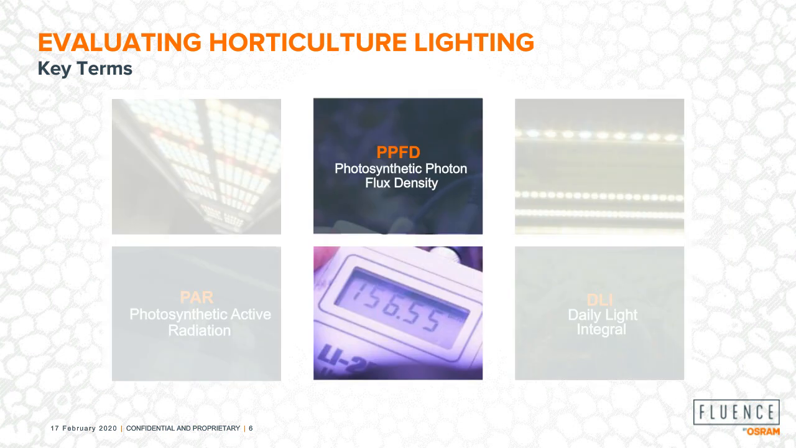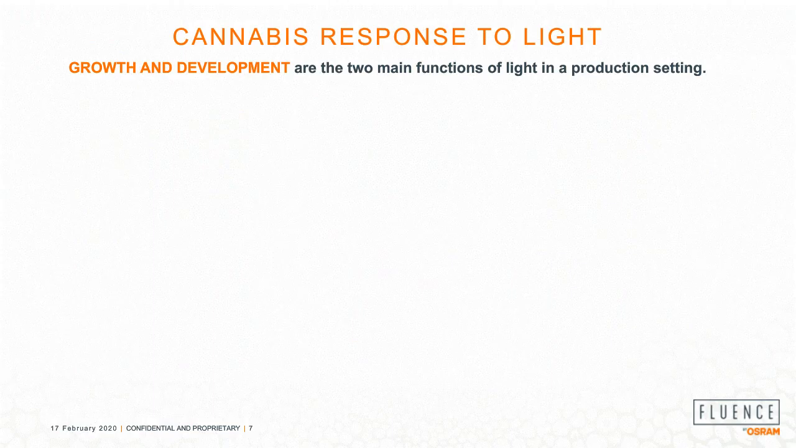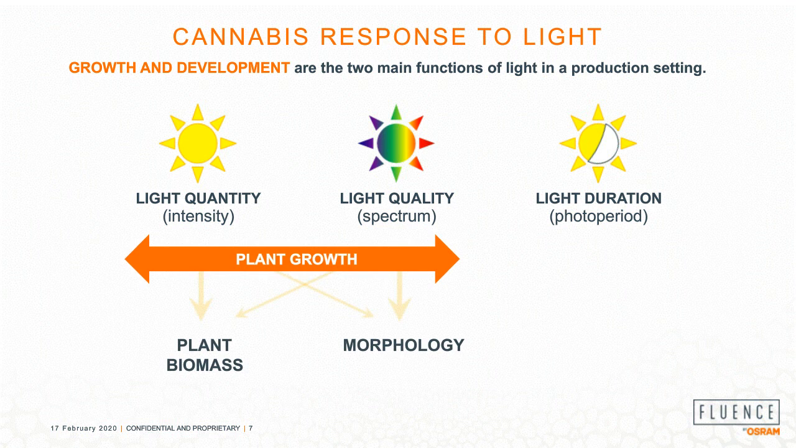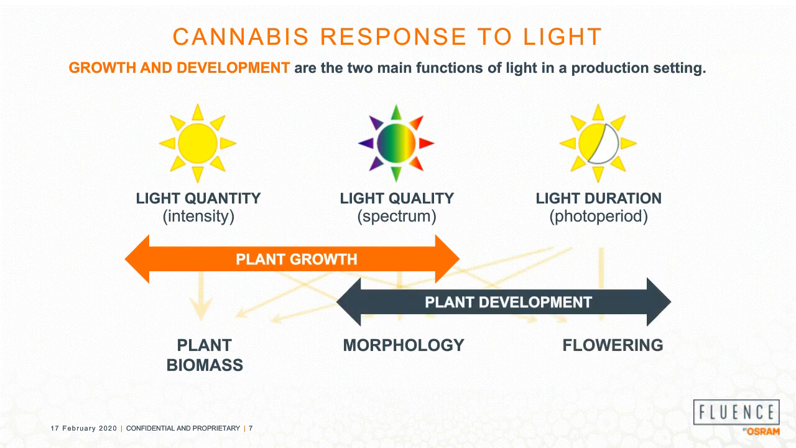Next, we'll dive into PPFD. In order for us to talk about PPFD, we need to first dive into cannabis response to light, and then we can tie PPFD into that. The two main responses that we see in cannabis are both growth and development. And there's three properties of light that dictate that, which is light quantity, light quality, and light duration. In other words, intensity, spectrum, and photoperiod.